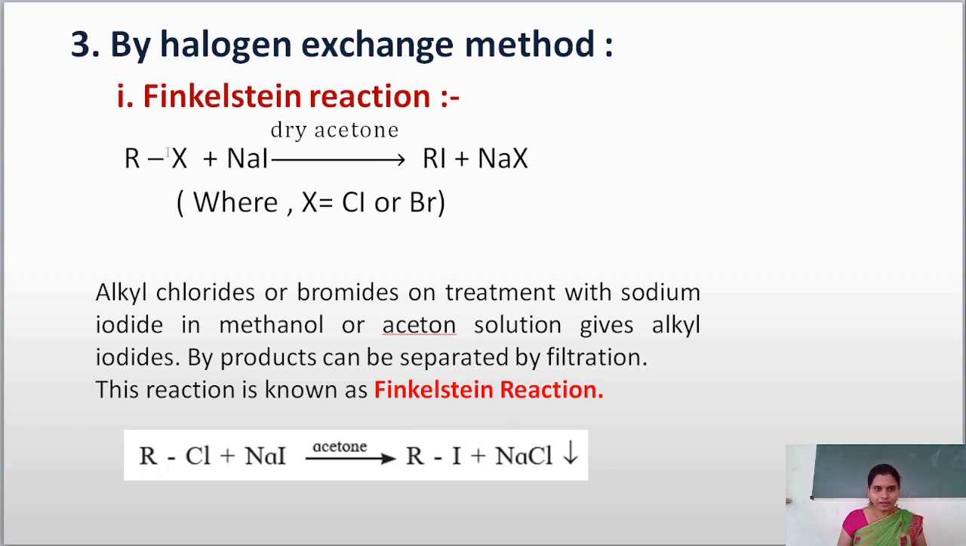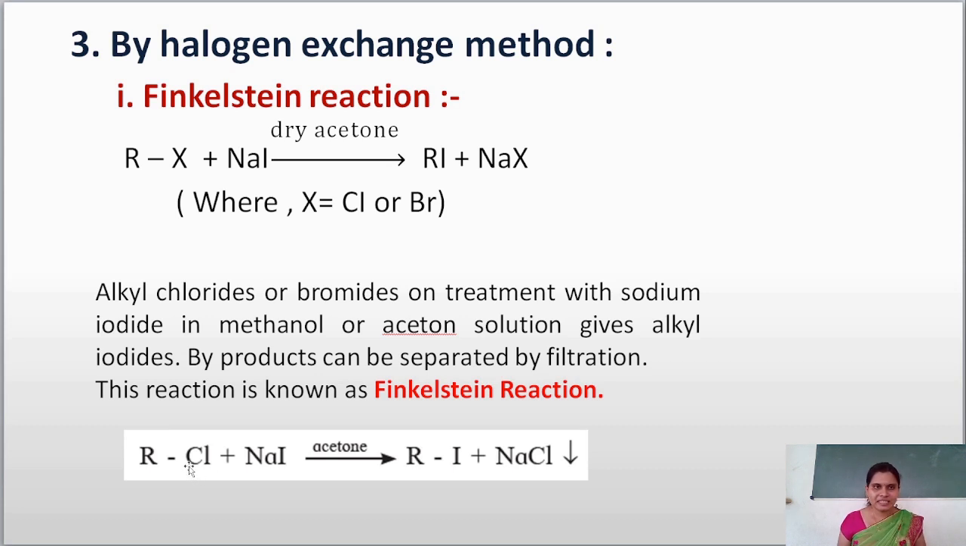Now here in place of X we take chlorine. So the general reaction is: RCl reacts with NaI in presence of acetone and we will get RI, that is alkyl iodide, and NaCl as a precipitate. Now in this reaction dry acetone or methanol is used as a catalyst to break the bond between the alkyl and the halogen. So the role of this catalyst is to break the bond between this alkyl group and the halogen.